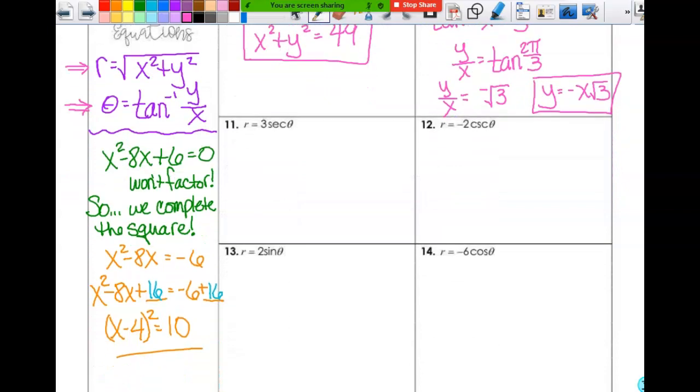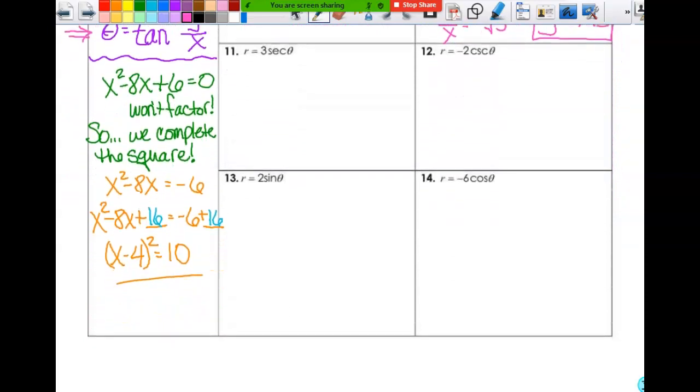All right, number 11. So I have r equals 3 secant theta. I'm not going to put the square root of x squared plus y squared right here because I would still have a theta over there. Like that's not going to be helpful here. Because I need to get rid of the r and the theta. I don't have anything to substitute for secant, but I do know that secant is the reciprocal of what? Cosine. So I could rewrite this as r equals 3 over cosine theta.